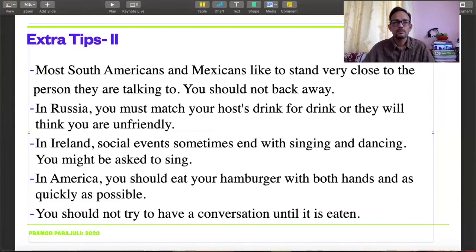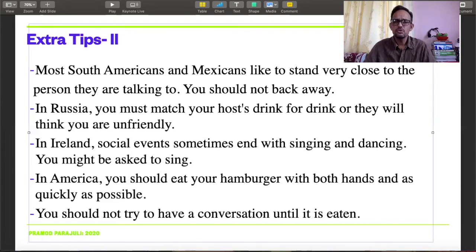In Ireland, when you join social events, gatherings, ceremonies, or different occasions, you are supposed to sing and dance there, because social events normally end with singing and dancing. If you just remain silent and watch, the host or the organizers might ask you to sing, and you should sing. It's not a matter of how your voice is, but your attitude, your manner. When you join with them and sing and even dance, it might produce positive impressions upon them.